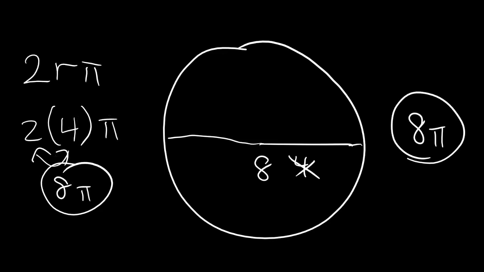Of course, if you're told to use 3.14 as pi, you would multiply 8 times 3.14. And you may be asked to round to a certain number of digits. But in this case, all you need to do is 8 pi. You can leave it at that. Okay, now let's look at the area.